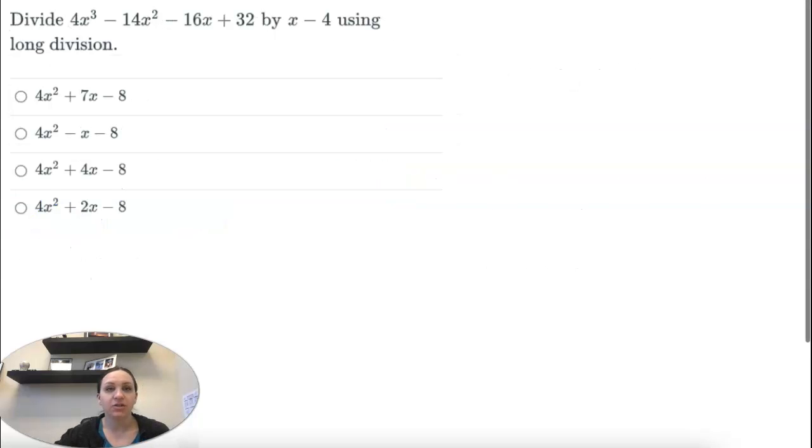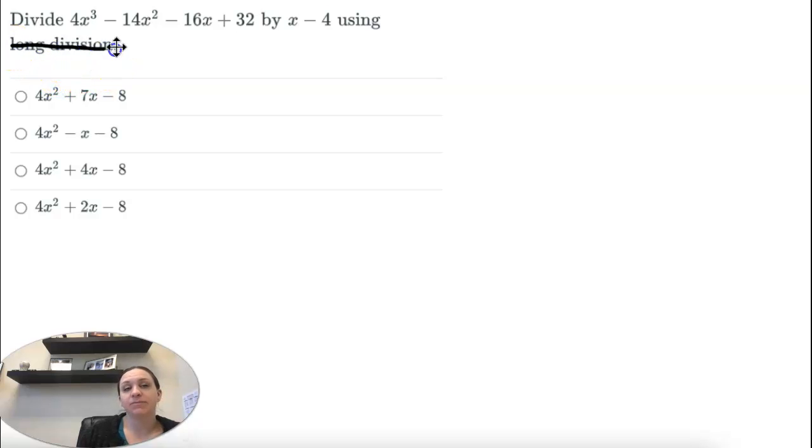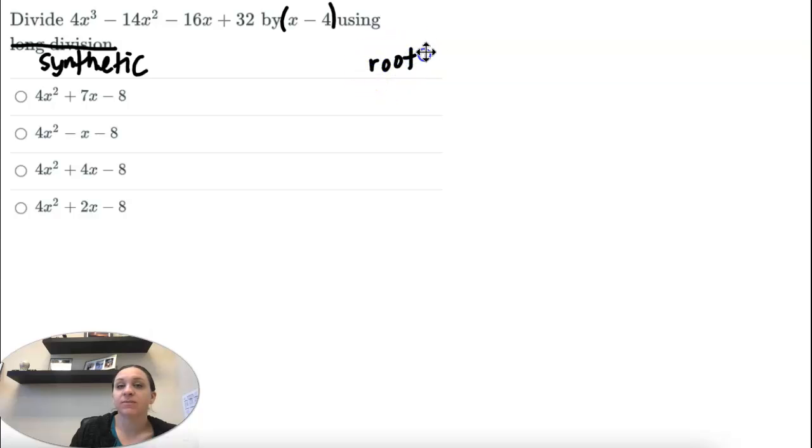When are we actually going to do synthetic division? This says long division. Guess what? I'm going to do synthetic because I want to show you how to do it. Okay, we've set it up twice. So we are dividing by x minus 4. That means our root is positive 4. So when I set it up, I'm going to put positive 4 in the little box.